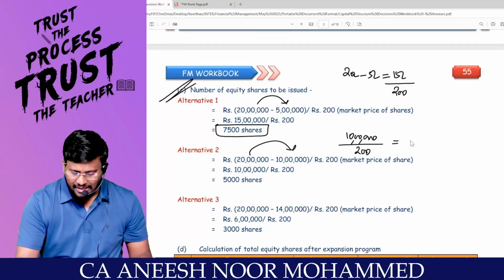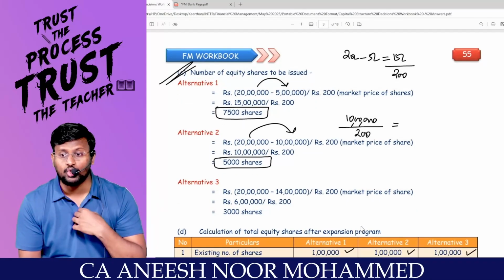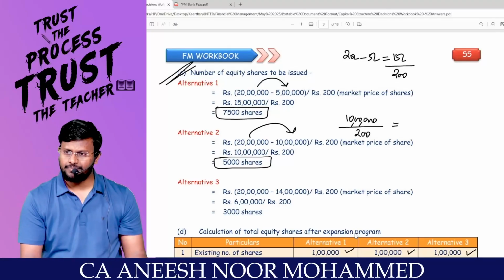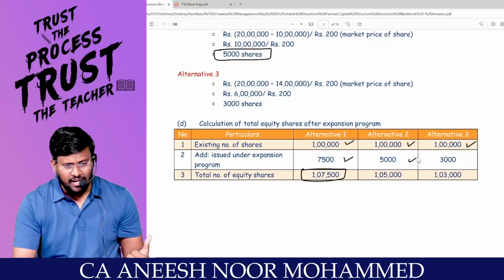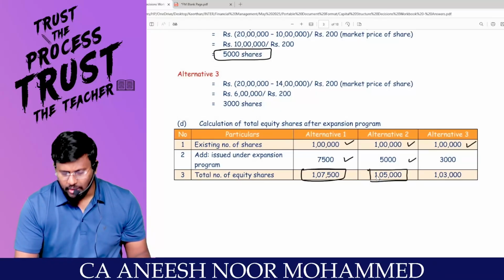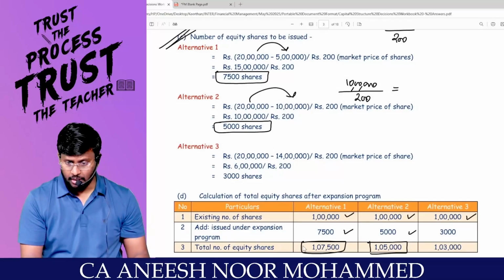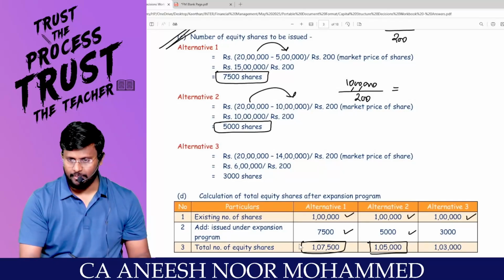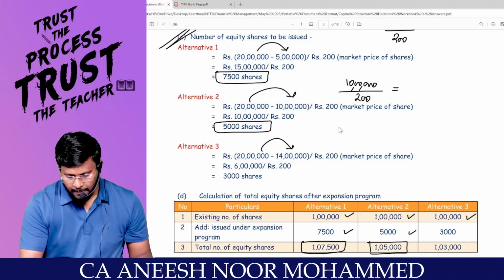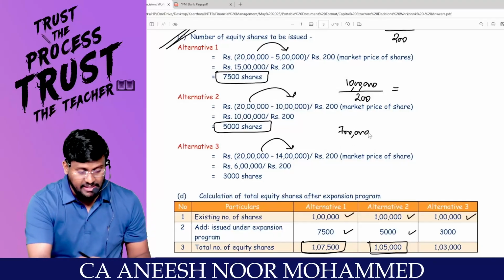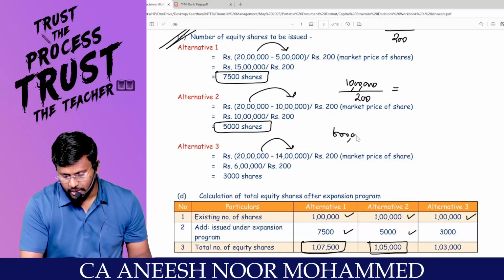So 10 lakh divided by 200 means 5,000 equity shares I am supposed to issue. Comfortable? Already I have 1 lakh shares, additional 5,000, and the total number of equity shares will be 1,05,000. In alternate number 3, I am injecting even more debt. That means out of 20 lakh, if I inject 14 lakh debt, the balance 6 lakhs will be the equity to be raised. Are you all really with me?